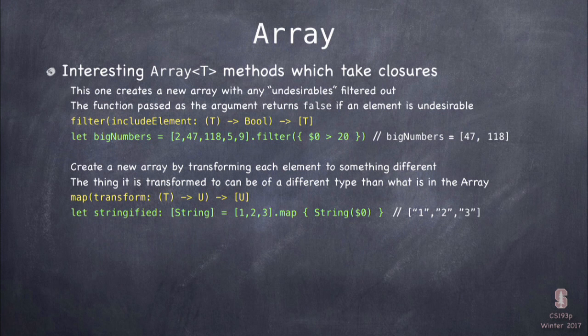In fact, if there's only one argument and it's a closure, you don't need the parentheses at all. That's what's happening here with map. I'm just saying map, getting rid of the parentheses, and just putting the closure there, trailing. That also results in some pretty cool looking code right here. You see that?